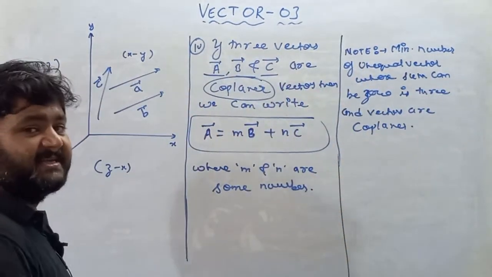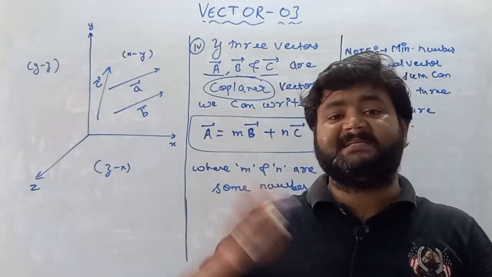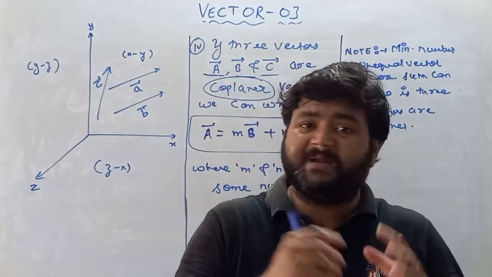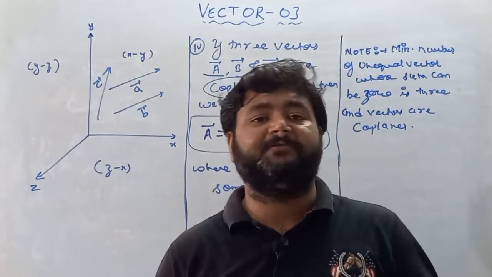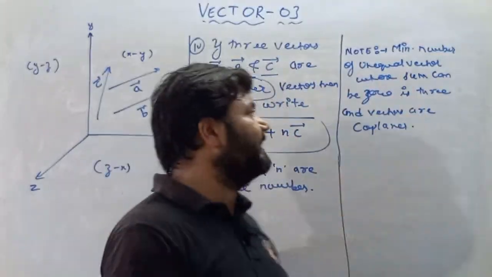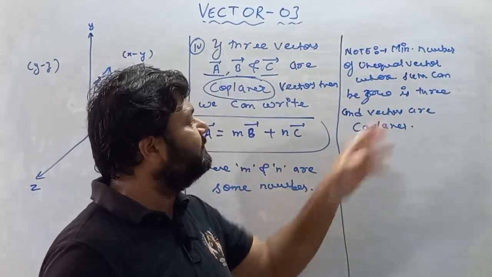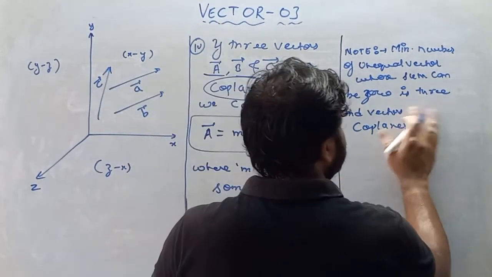This line says, if we have 3 vectors and these vectors lie in the same plane, that is, all the vectors are coplanar vectors, then it is possible that their sum comes to be equal to 0. This is what I'll write: the minimum number of unequal vectors whose sum can be 0 is 3, and the vectors must be coplanar.